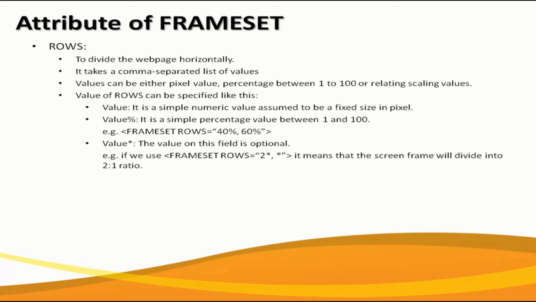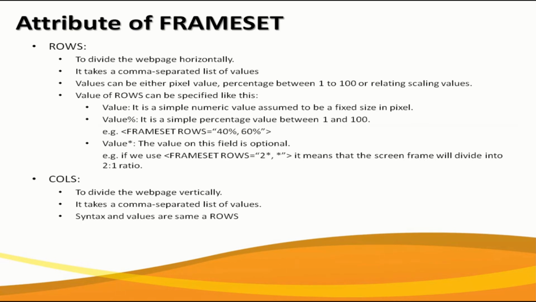Look at the example below. Here rows equals 2 asterisk comma asterisk. That means the screen will be divided into a 2:1 ratio. Our next attribute is cols. It is used to divide the web page vertically. Like rows, it also takes a comma separated list of values. Syntax and values are the same as rows except cols in the place of rows.